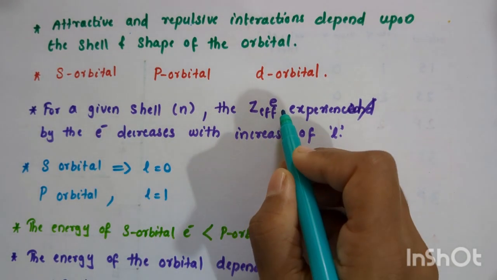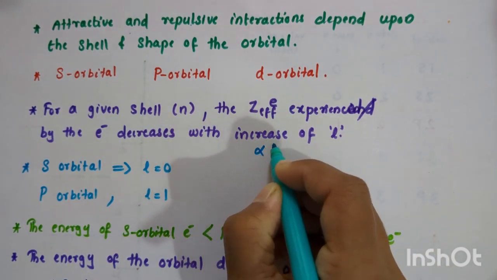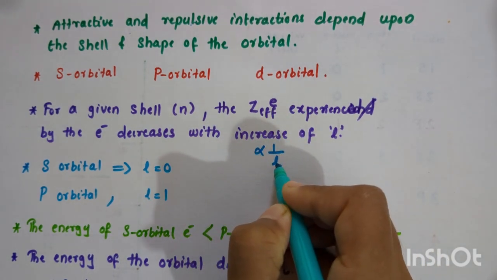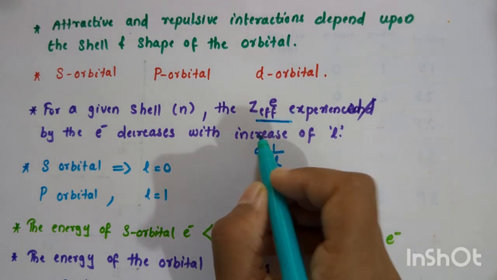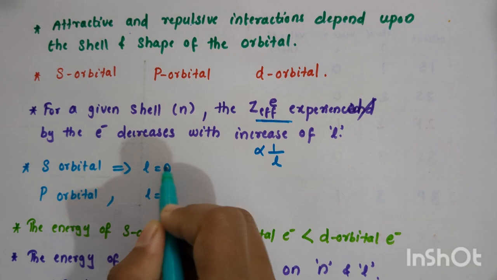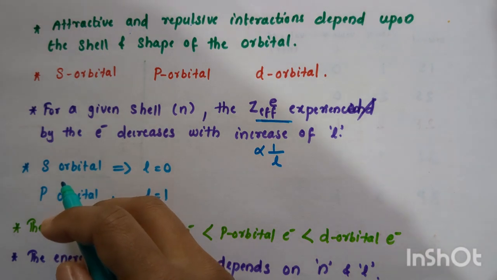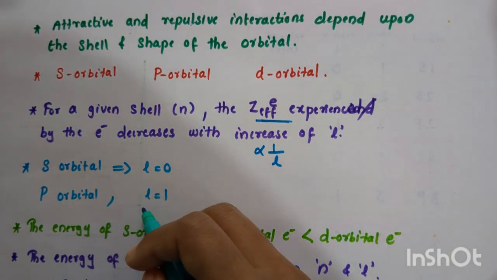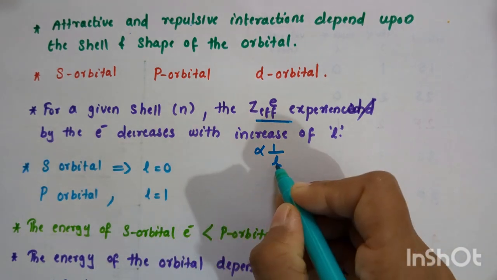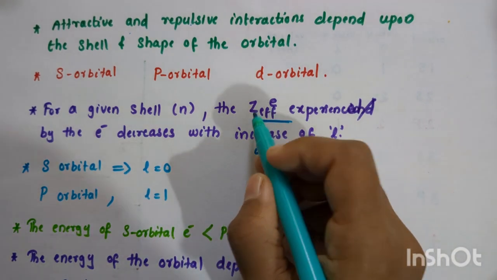The effective charge experienced by the electron is inversely proportional to the azimuthal quantum number. As L decreases, the effective charge experienced by the electron increases. So for the s orbital, the L value is 0, which is very less, no? So the effective force experienced by the electron will be more compared to the p orbital electron. For p orbital, L value is 1. So the azimuthal quantum number has increased, and the effective charge experienced by the electron will be less.